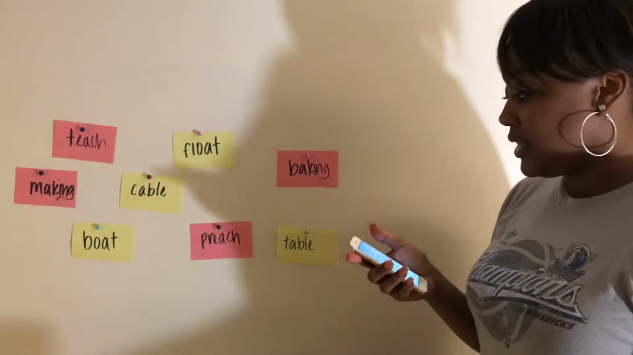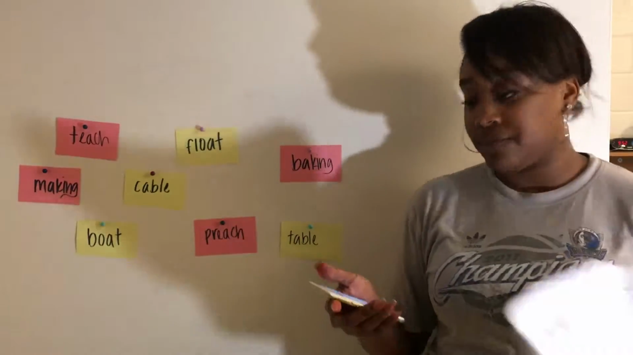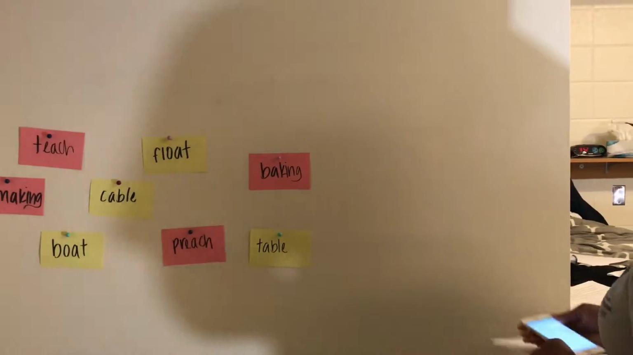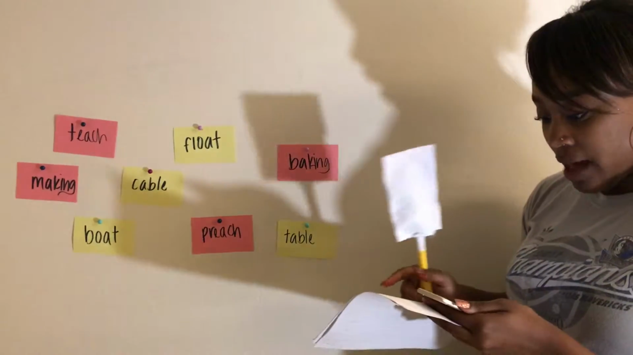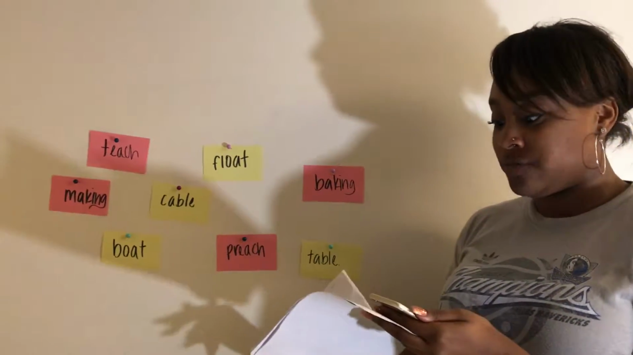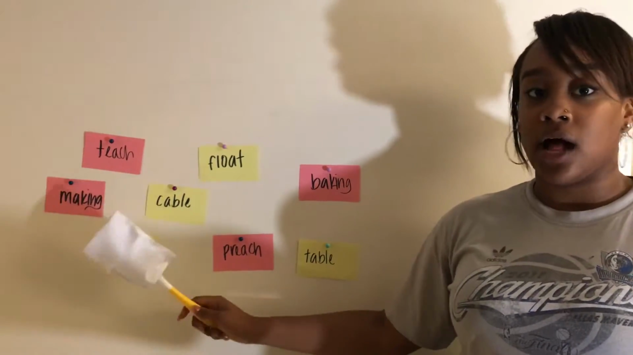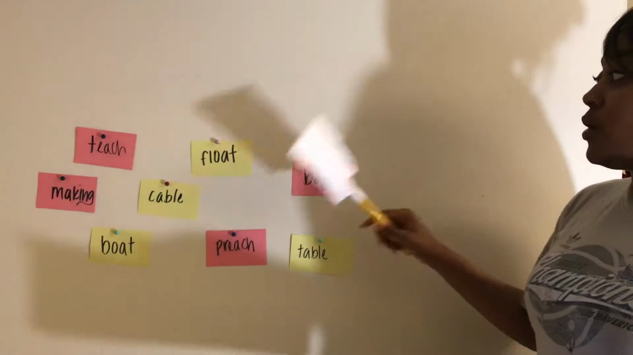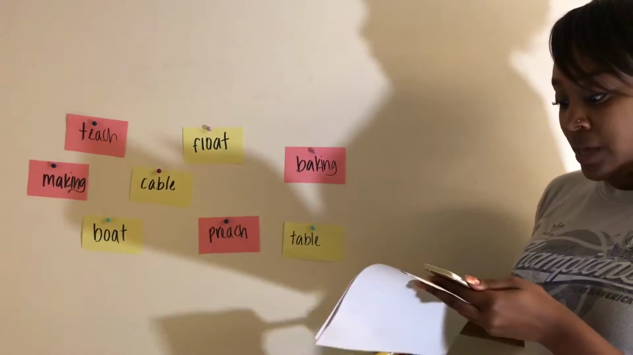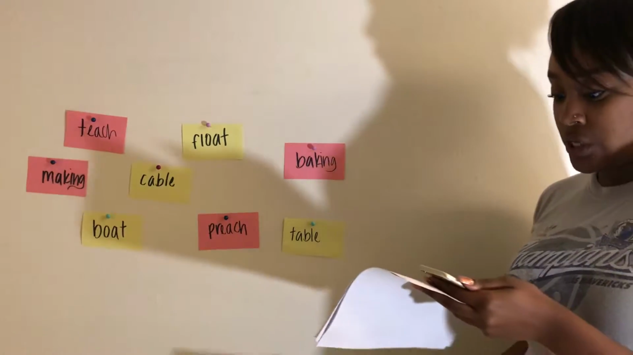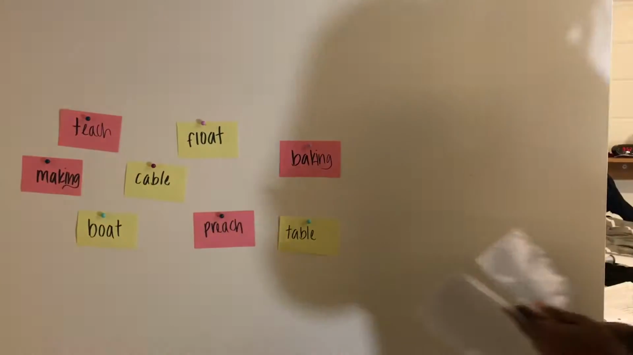I will separate the class into two random teams, and I will let one person from each team step forward and hold a fly swatter. Here's going to be my fly swatter. I'm going to call out one of the sight words, and I'm going to ask them to swat the sight word that I call out and the word that rhymes with it. They will continue this game until everyone has gone, and this is supposed to be great for helping sight word recognition.